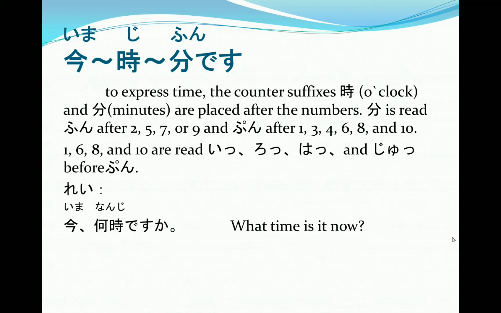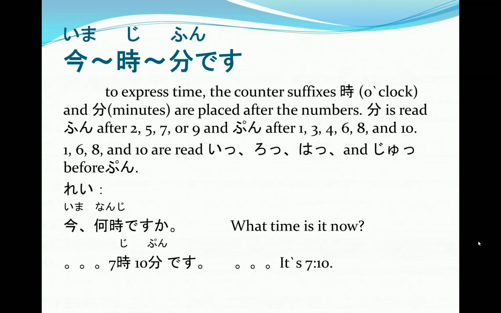So, for example, let's say the time now is 7:10. Ichiji juppun desu. It's 7:10. Again, ichiji juppun desu. You could forego the ima because since the asker already stated ima, of course, your answer would be the time now, isn't it? Okay. Wakarimashita ka? Wakatta ne?